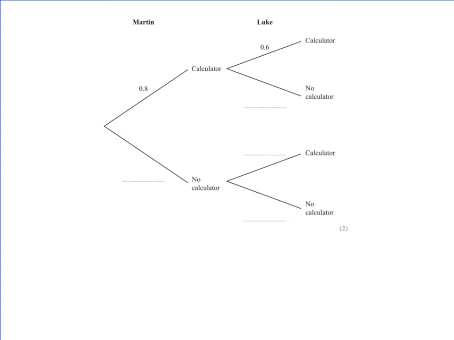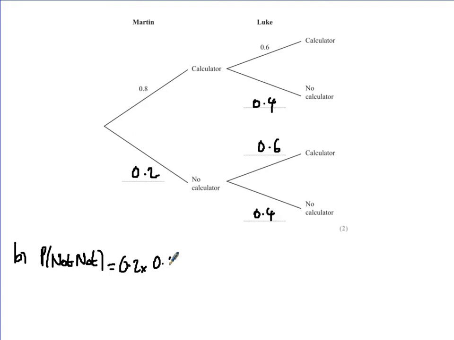Question 11. Probability is a tree diagram. We've got the probability Martin will bring a calculator and the probability Luke will bring. So Martin bringing is 0.8, so he won't bring is 0.2. Luke bringing 0.6, he won't bring 0.4. Work out the probability that both Martin and Luke will not bring. So it's not and not. So this is for B. Probability of not and not is 0.2 times 0.4. So that gives you 0.08.